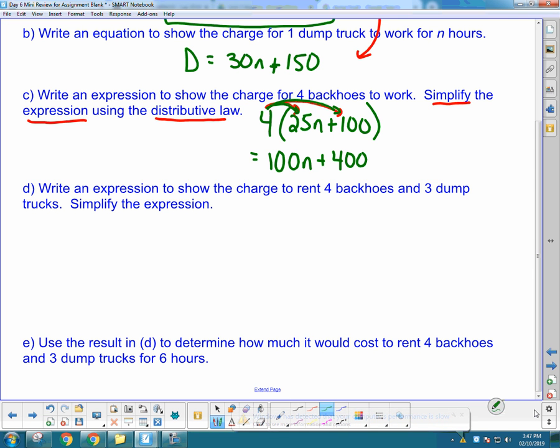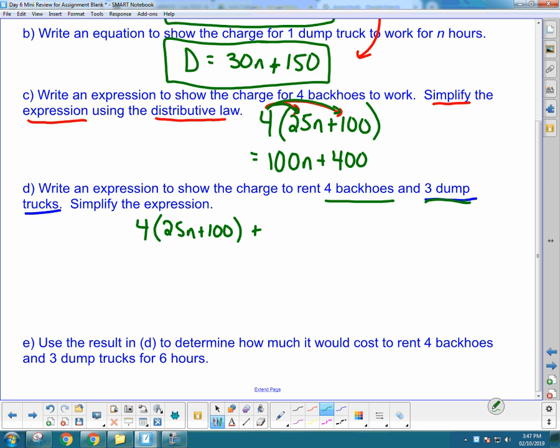Now I'm interested in writing an expression that shows 4 backhoes, which we just did, and 3 dump trucks. So the first part of this is going to feel just like what we had. So 4 backhoes, remember backhoe is 25N plus 100, plus we need 3 dump trucks. So here's the formula for dump trucks, and we need 3 of those. So 3 dump trucks, which is 30N plus 150.